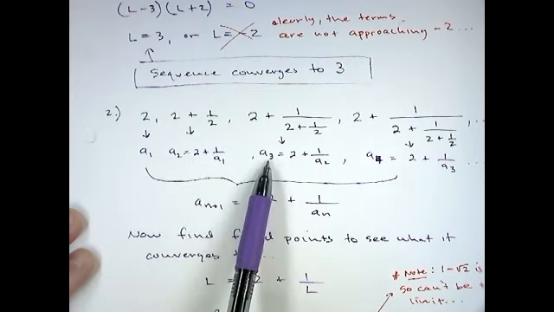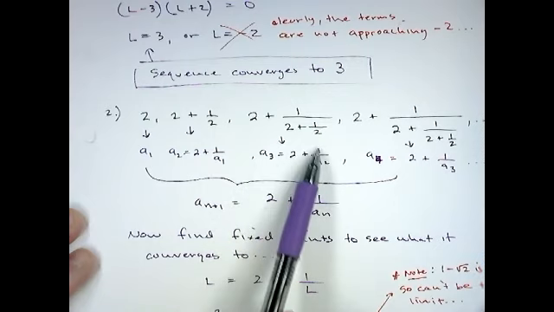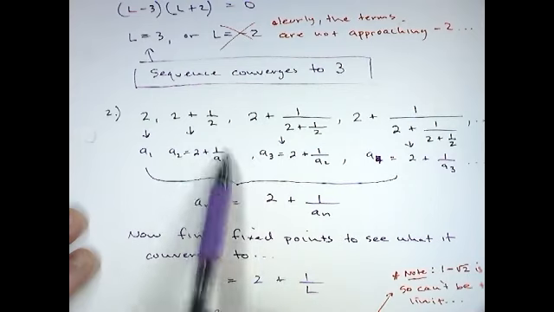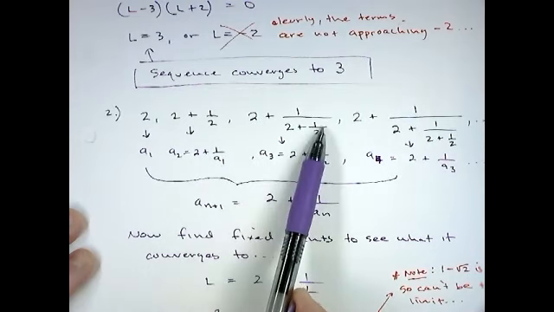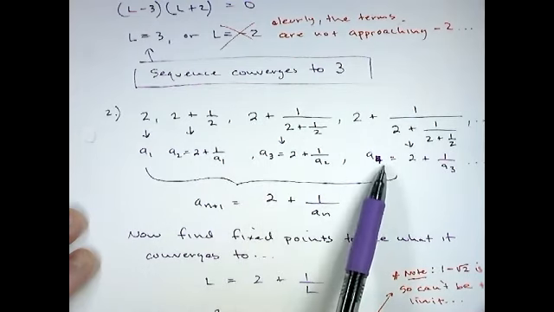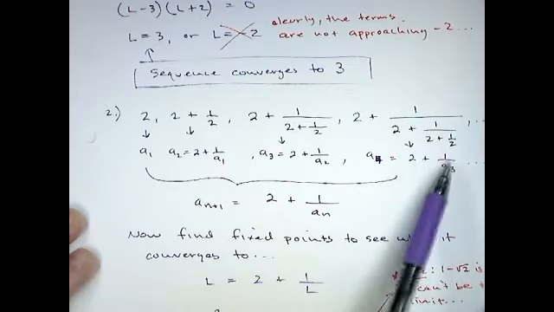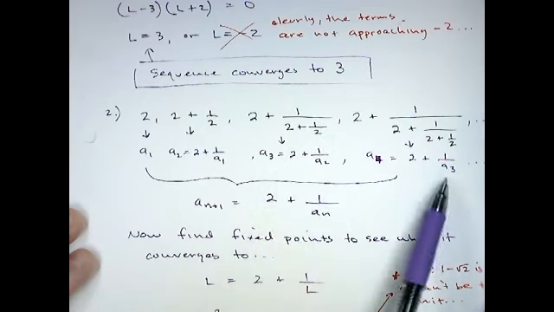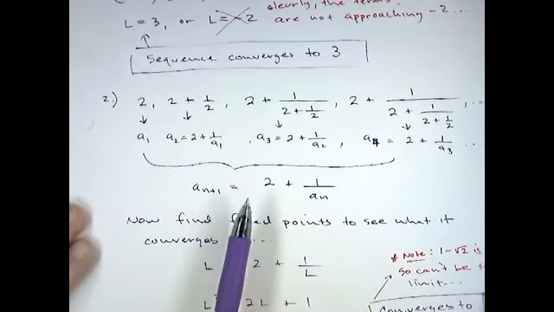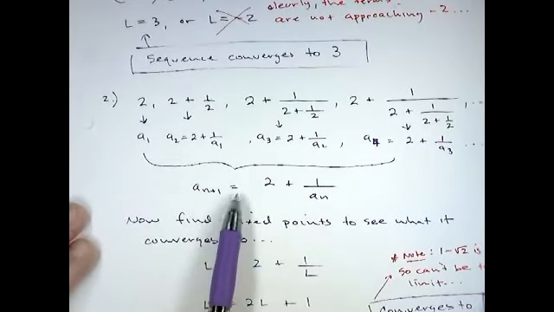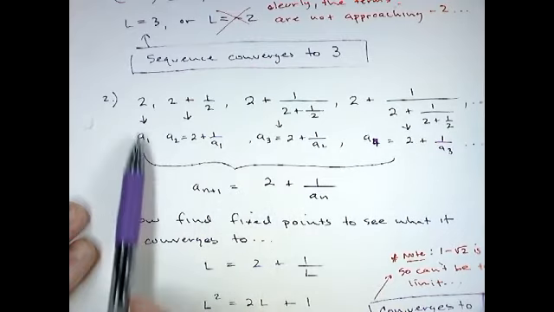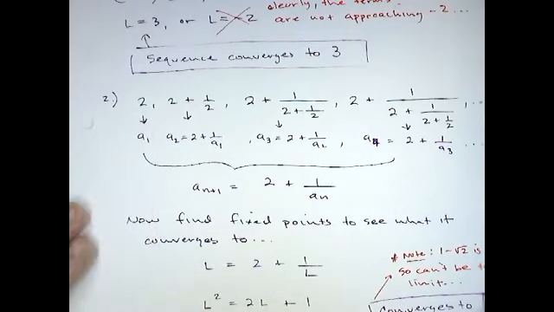If you think about it, a sub 3 was 2 plus 1 over a sub 2. In other words, you just did 2 plus 1 over, and you just took this value and put it in right there, right? Same thing for a sub 4. That's 2 plus 1 over this whole thing. So our formula for this recursive sequence is a sub n plus 1 equals 2 plus 1 over a sub n. And of course, we know our starting value was 2.